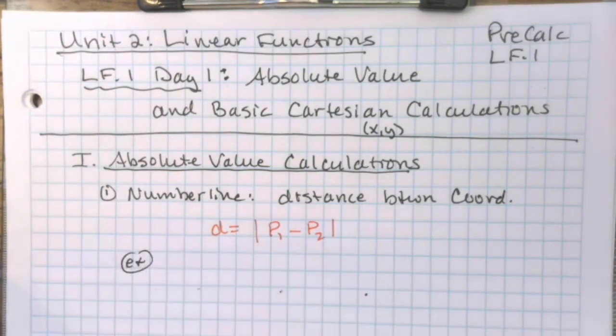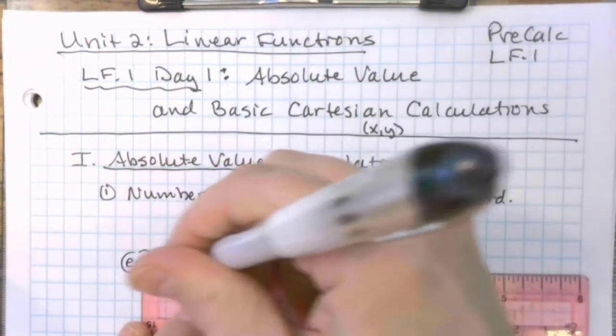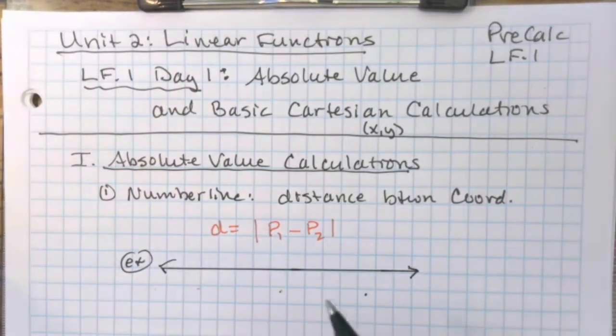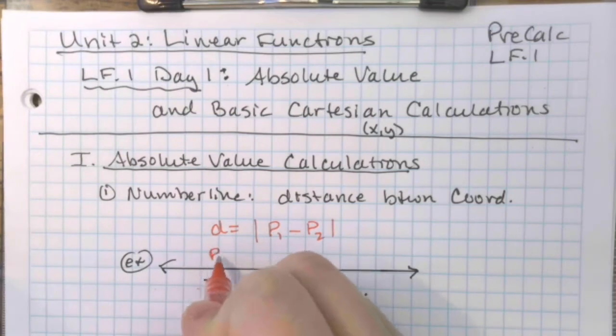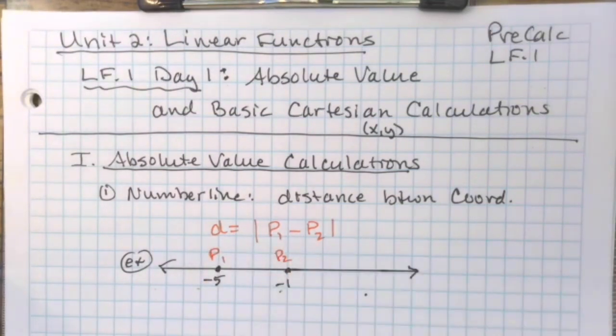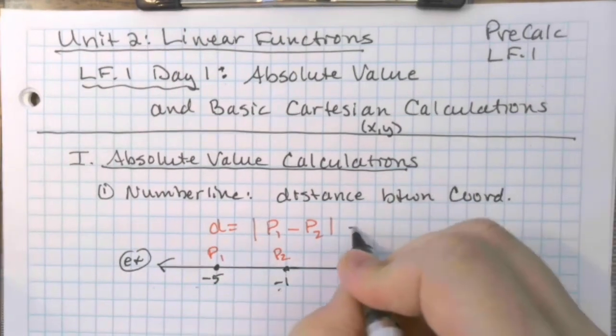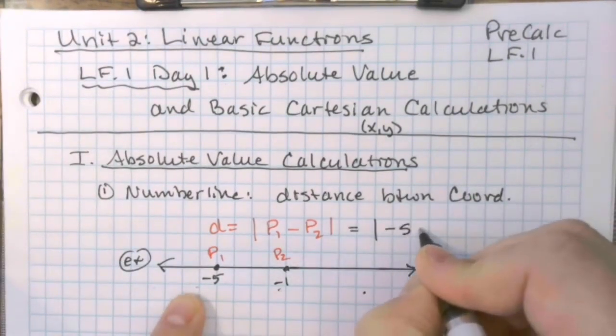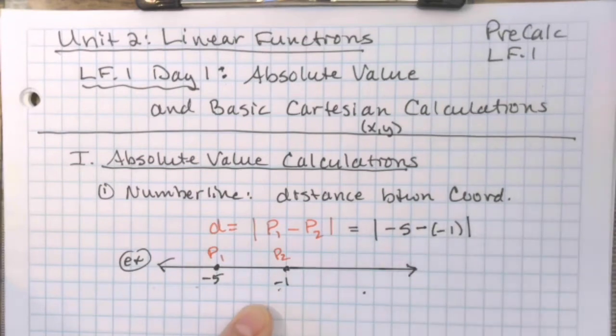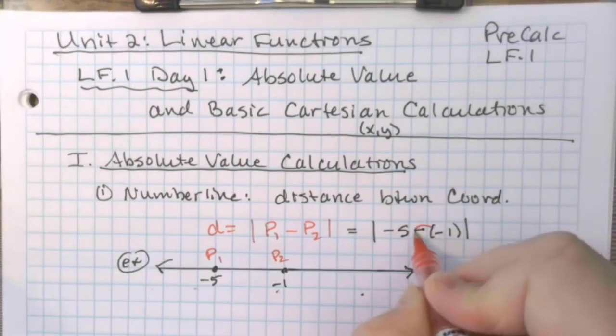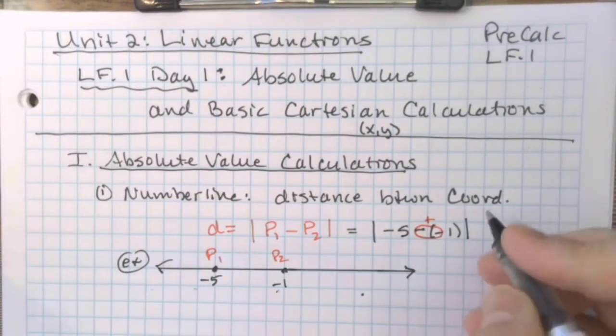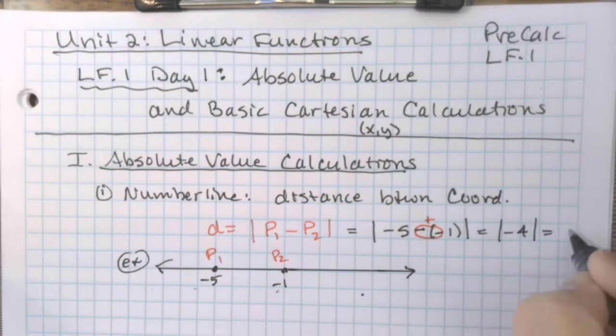So for example, if we draw a number line and we mark -5 as one coordinate, -1 as another, we can call -5 x1, -1 x2, and to find the distance between them, we're going to do the absolute value of -5 minus a -1. Now notice that there's one negative from the formula and there's one from the -1. So you will have double negatives. A negative times a negative is a positive. -5 plus 1 is a -4, which is 4.